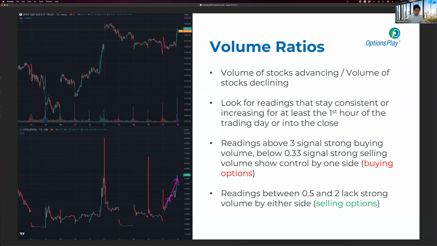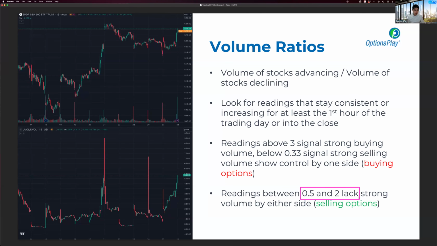And by the end of the day, we were well above 3. And notice that before, when we pushed above 3, it was only around here. There was plenty of time to potentially get into a trade before it exploded at the very end. So readings between 0.5 and 2 are basically days that are lacking any strong control by one side or the other. That's when you want to be an option seller.